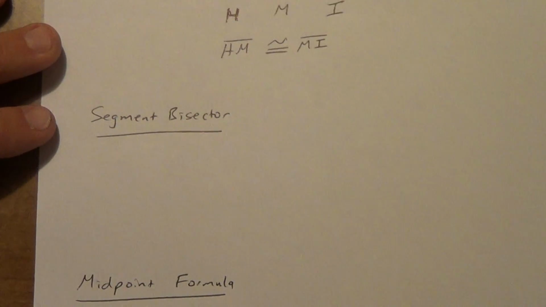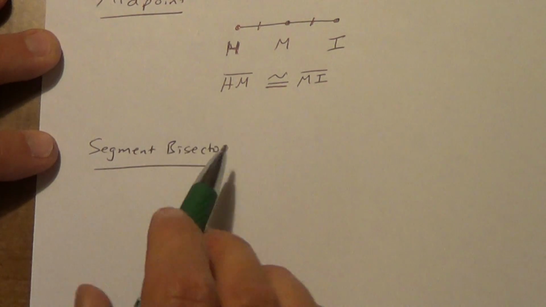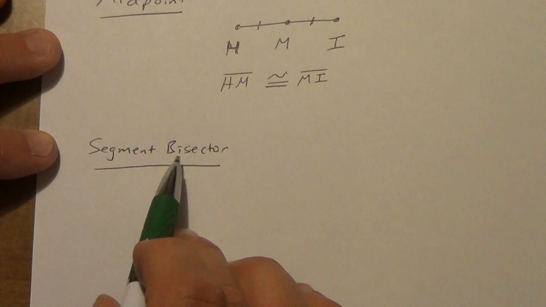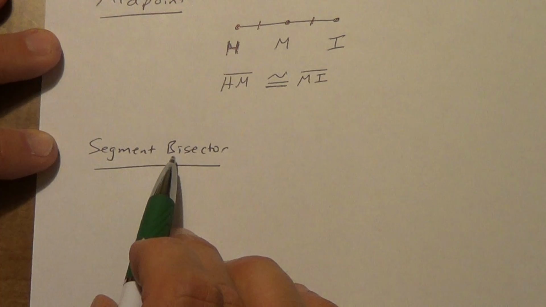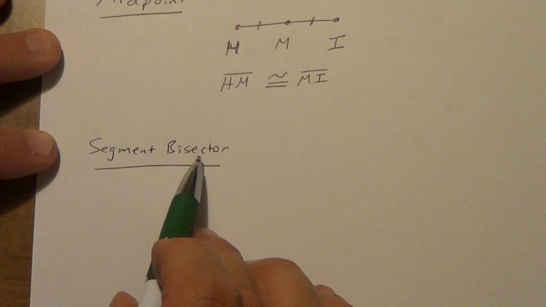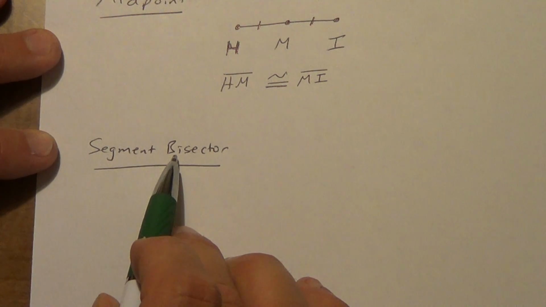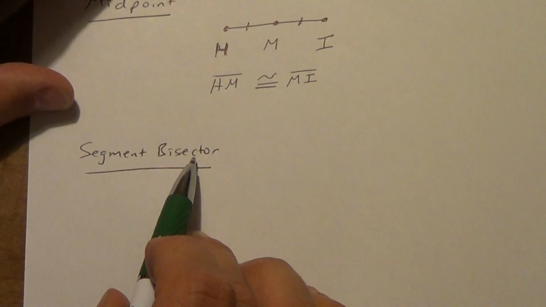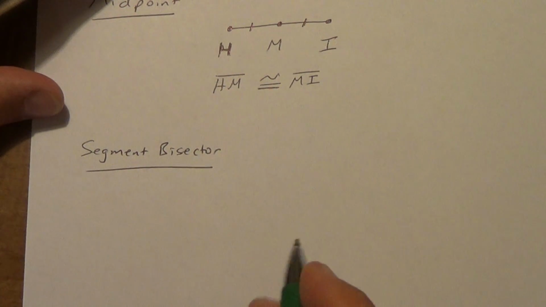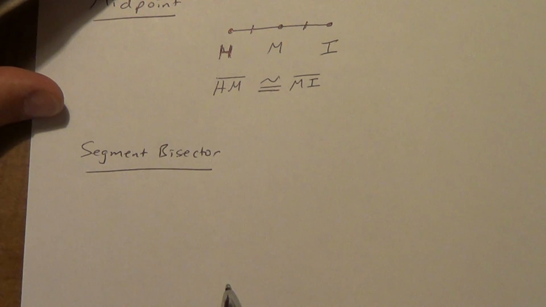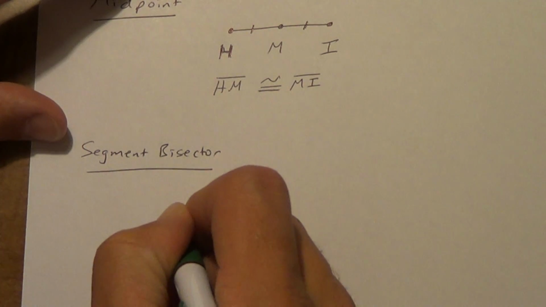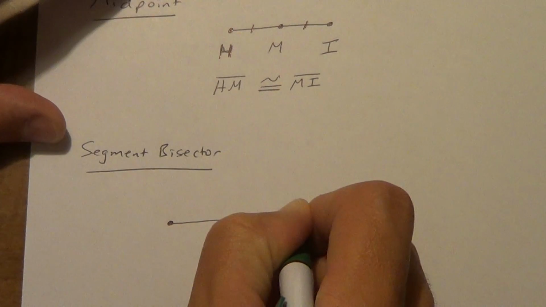First term. Second term, segment bisector. Alright, bisect. Bi means two, sect means to cut. So this means to cut into two equal pieces, or to cut into two congruent pieces. Right? So a segment bisector is anything that cuts a segment into two congruent pieces. So very similar to a midpoint, but slightly different.